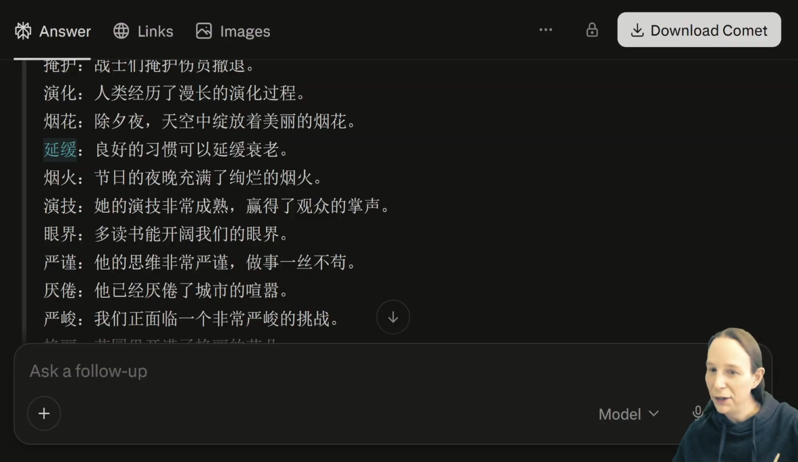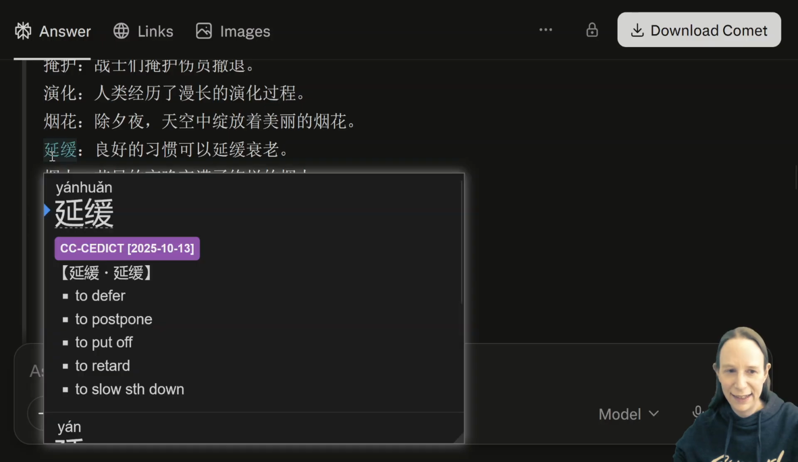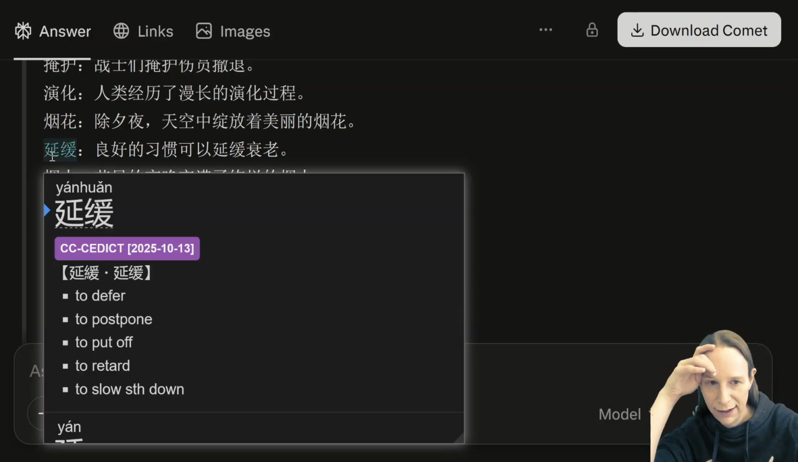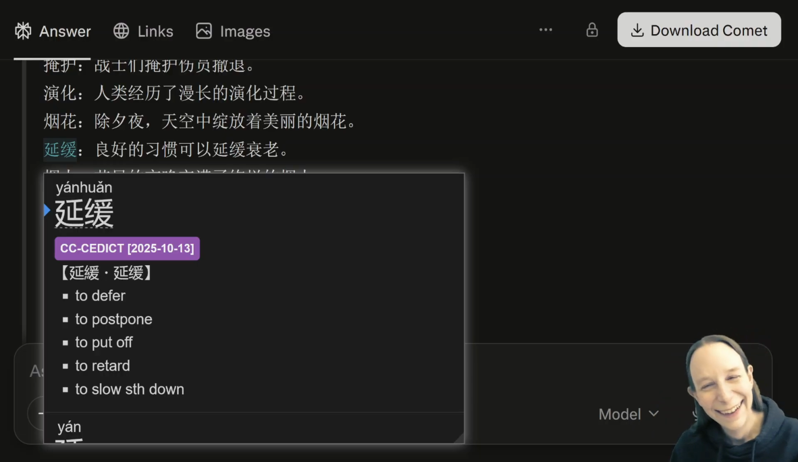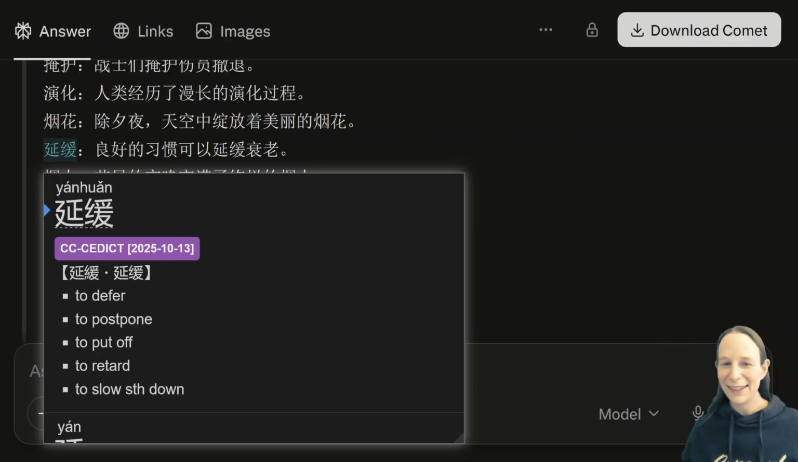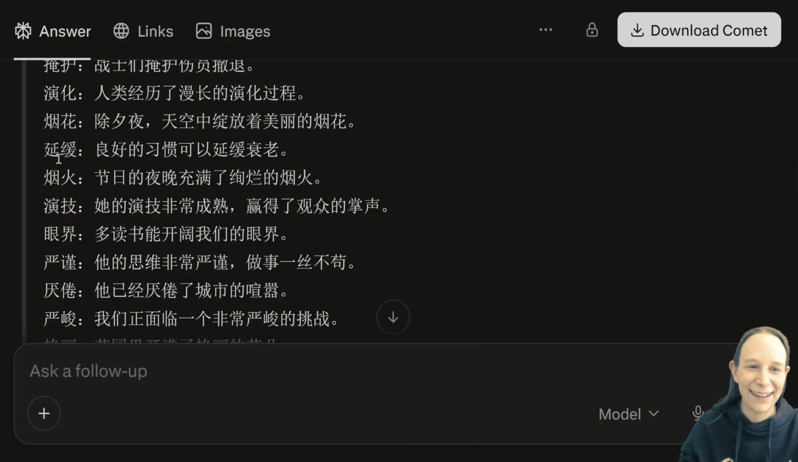What is this? Yan yuan, is it? I do not know this one. We saw yan meaning delay with respect to time. Also extend with respect to distance. 延缓. Why did we not see that one in the dictionary? 延缓. Defer, postpone, put off, to retard. All right, to slow something down. Yeah, to retard, it means to like inhibit or thwart progress or something. Yeah, not exactly the most PC word nowadays, right?